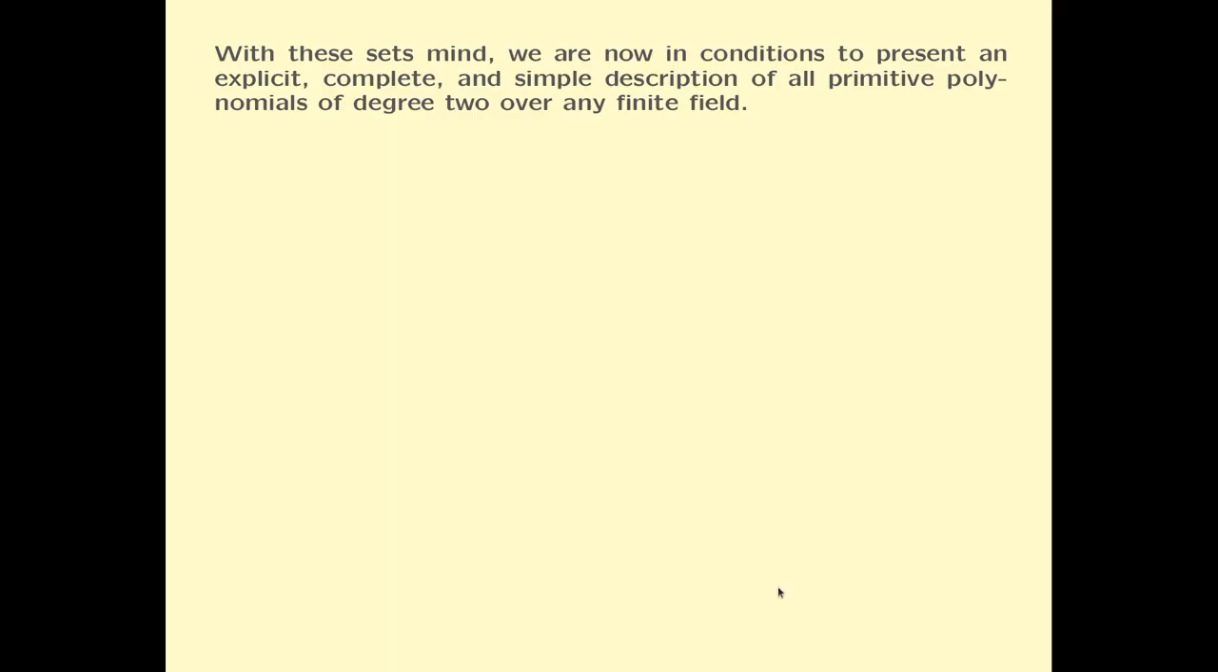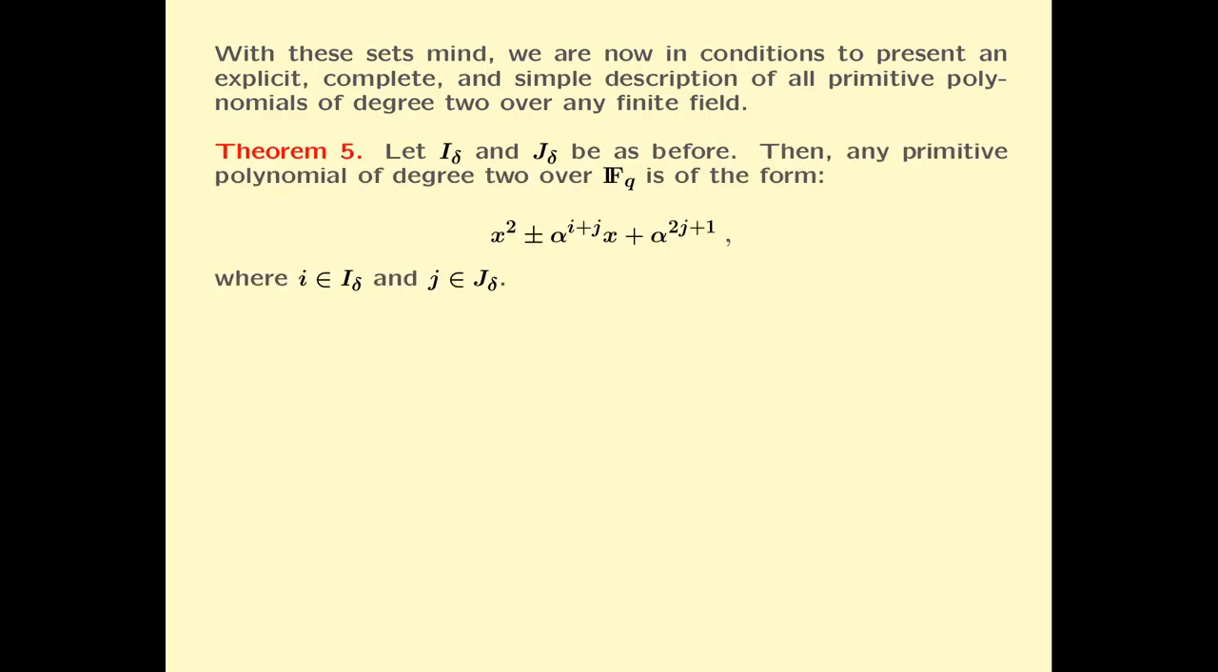With this set in mind, we are now in condition to present an explicit, complete, and simple description of all primitive polynomials of the degree 2 over any finite field. Theorem 5. Let capital I delta and capital J delta be as before. Then any primitive polynomial of the degree 2 over the finite field of Q can be obtained by means of this quite simple expression, where the exponent I is taken in capital I delta and the exponent J is taken in capital J delta.